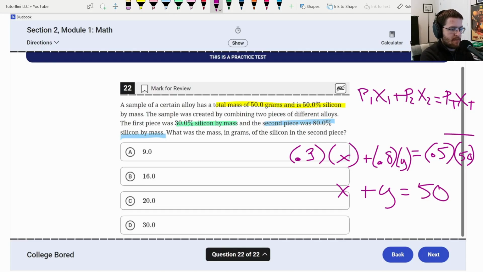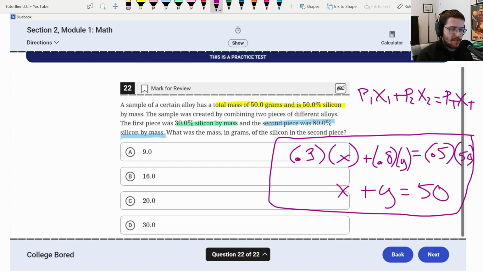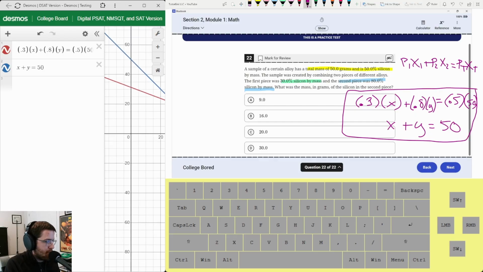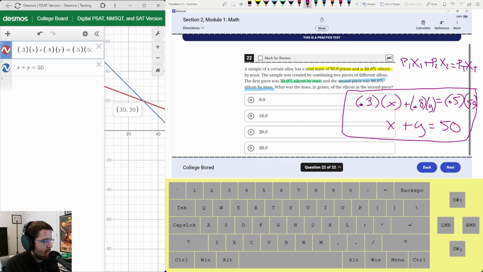And you could go and solve that by hand using substitution or elimination. It would kind of be silly to do though, because we should really just use Desmos. So let's go do that. Okay guys, this is the beauty of naming your variables x and y, is you can just type in the equations. So we get x equals 30 and y equals 20. Let me write that down.